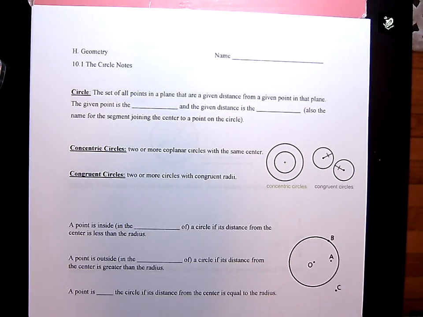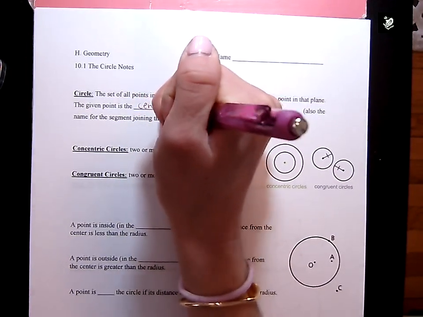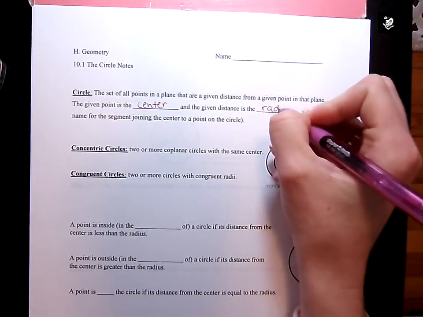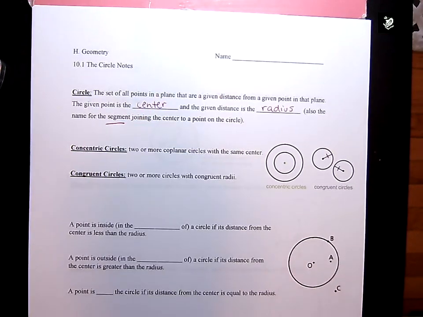So chapter 10 is all about circles. A circle is the set of all points in a plane that are a given distance from a given point in that plane. So the given point is the center, and the given distance is the radius. So radius is the distance as well as the segment that joins the center to a point on the circle.